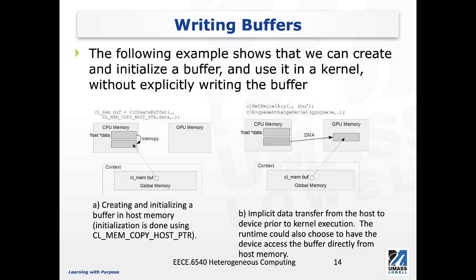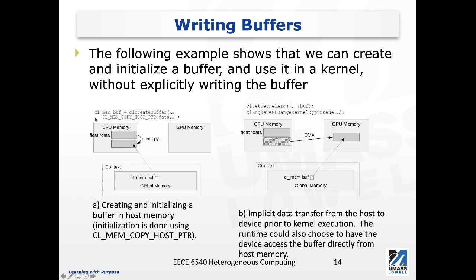The following example shows how we can create and initialize a buffer and then use it in a kernel without explicitly writing the buffer. This example is in fact what we saw at the beginning of this lecture, but we want to go over it again so that you can have a better understanding. First, we call clCreateBuffer with a memory flag CL_MEM_COPY_HOST_PTR coupled with this data pointing to somewhere in the host memory.